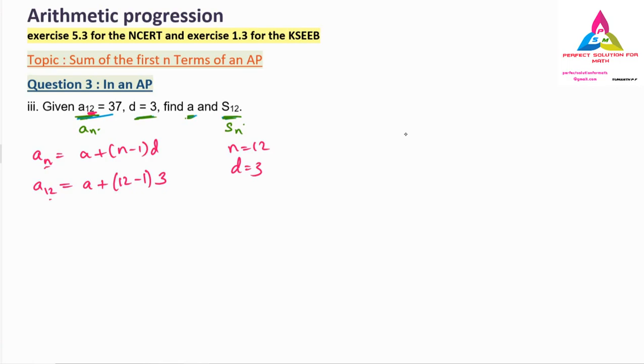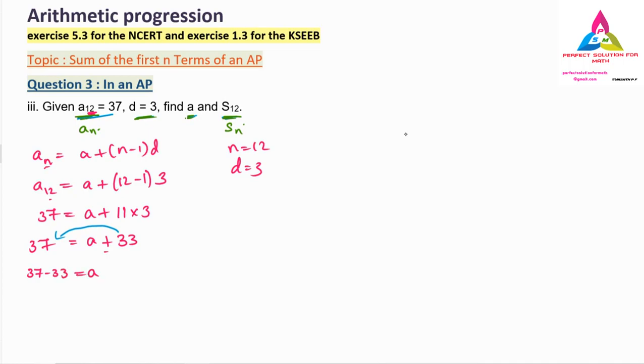So A12 value is 37. That is equal to A, value not known, plus 12 minus 1 is 11 into 3. So 37 I will write as it is. A also I will write as it is. Plus 11 threes are 33. Now we have to shift the known thing to the other side and keep the unknown thing to one side. So this 33 I will shift, that is the known thing. When you shift this 33, we have plus over here, so it will become minus.